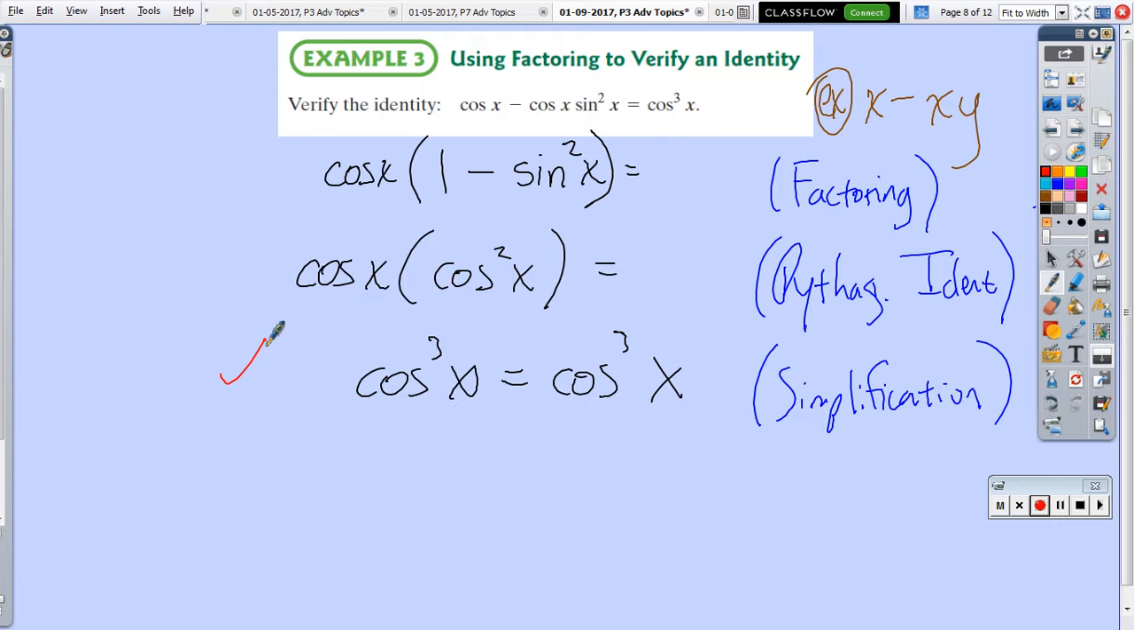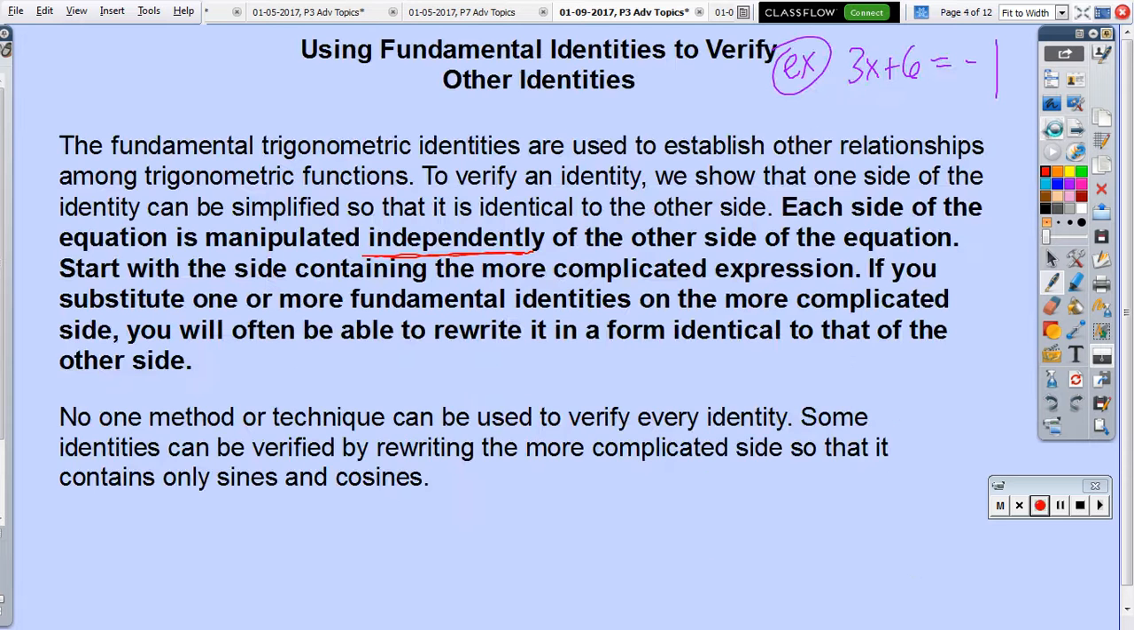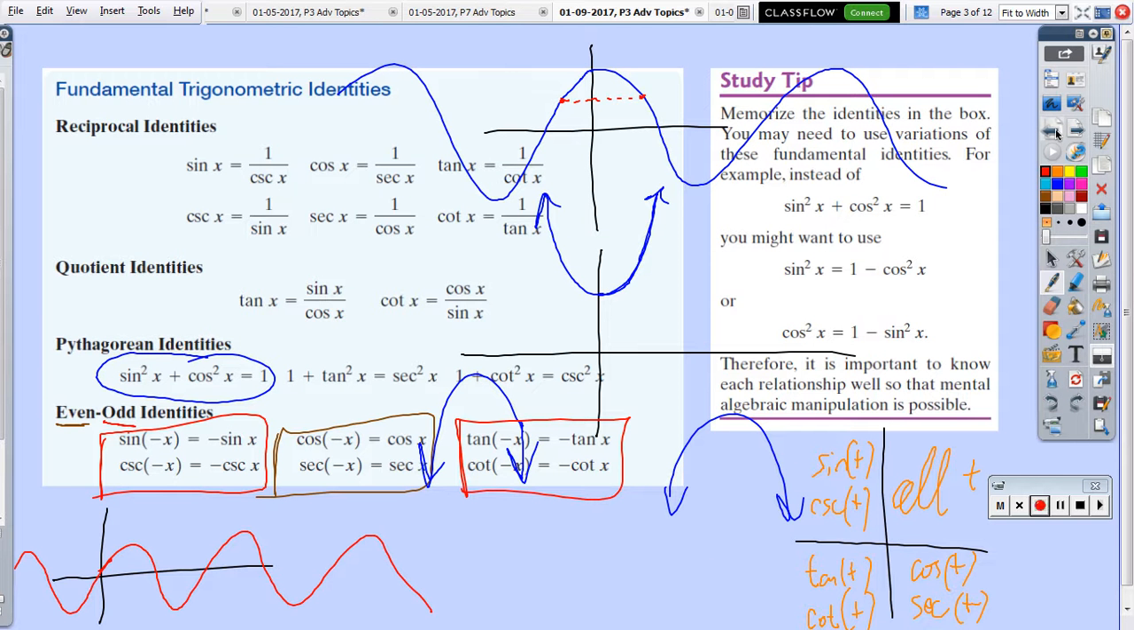There's a longer way to do it, but I'm fine with you guys going straight from here to here. If we go back to the beginning of the lesson, I did state it was a good idea to be able to recognize that if sine squared of x plus cosine squared of x equals 1, then sine squared of x equals 1 minus cosine squared of x, and cosine squared of x equals 1 minus sine squared of x.